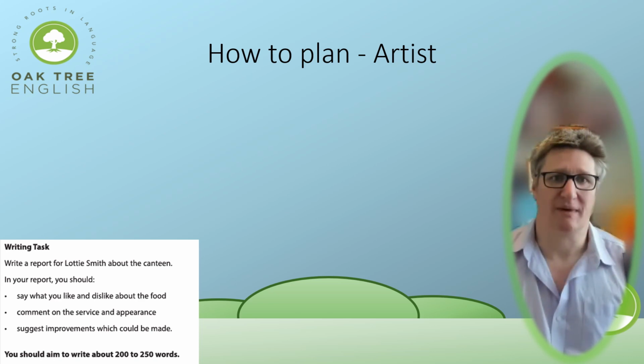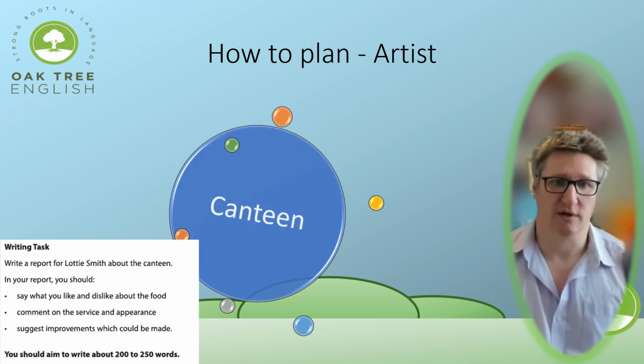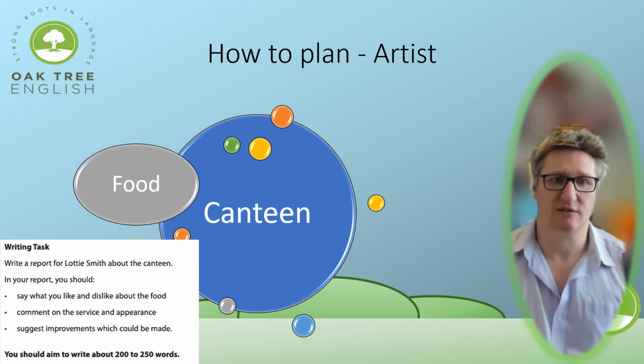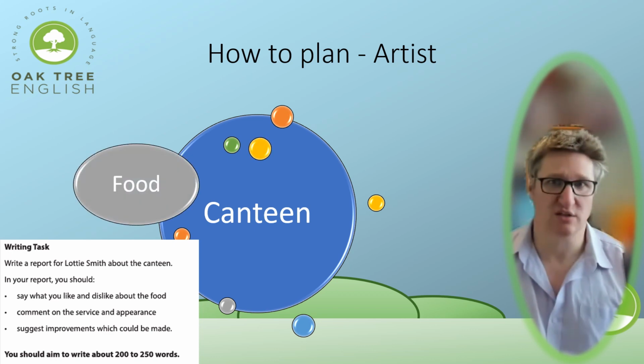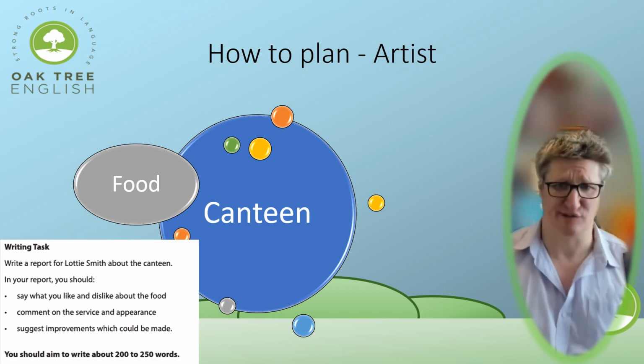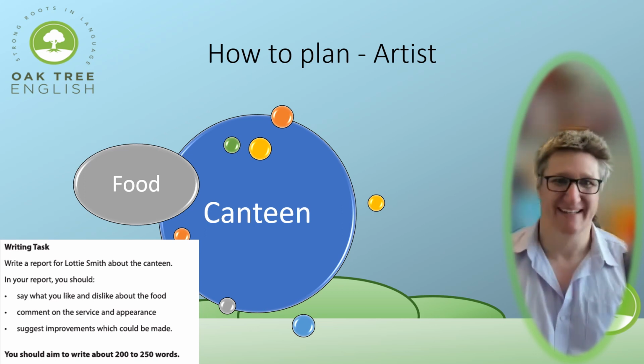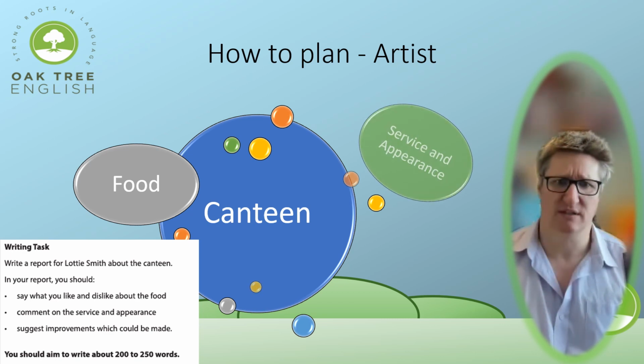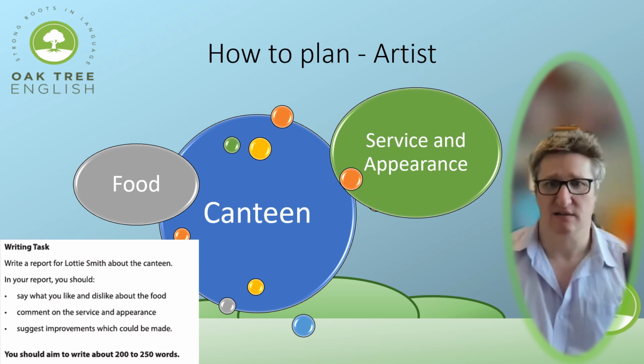You can outline your paragraph on what, there we go, so there's canteen. You can outline your paragraph on what food you like or dislike. Do you think there should be more vegan options? Do you think there should be less vegan options? What do you like about the food? What do you dislike about the food? Then you will have a paragraph on the service.